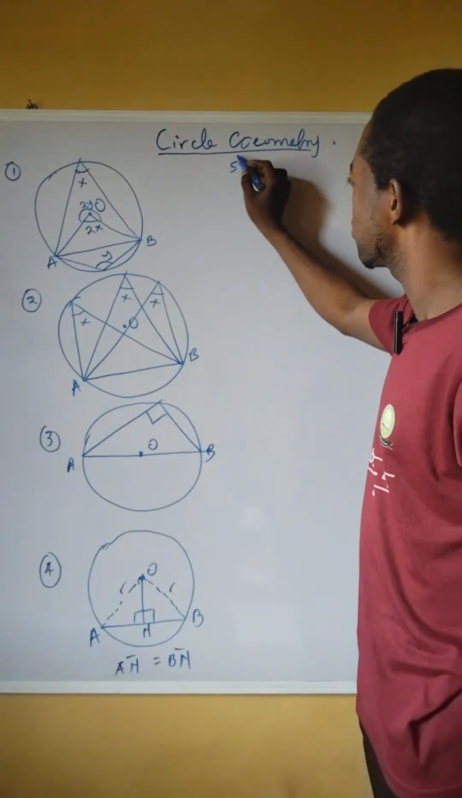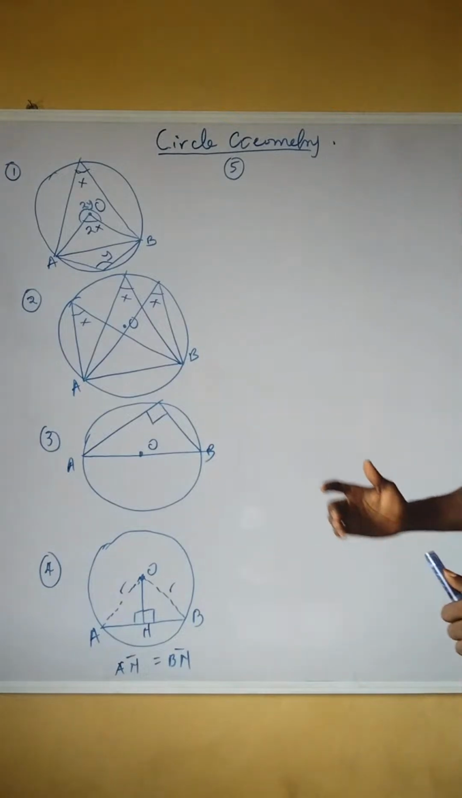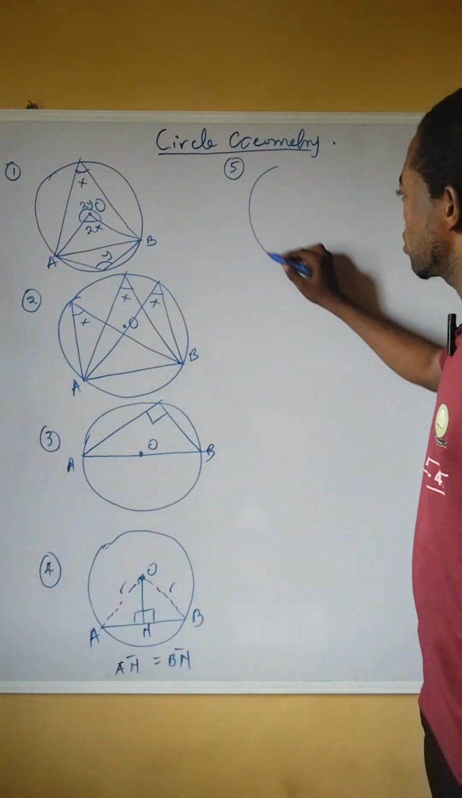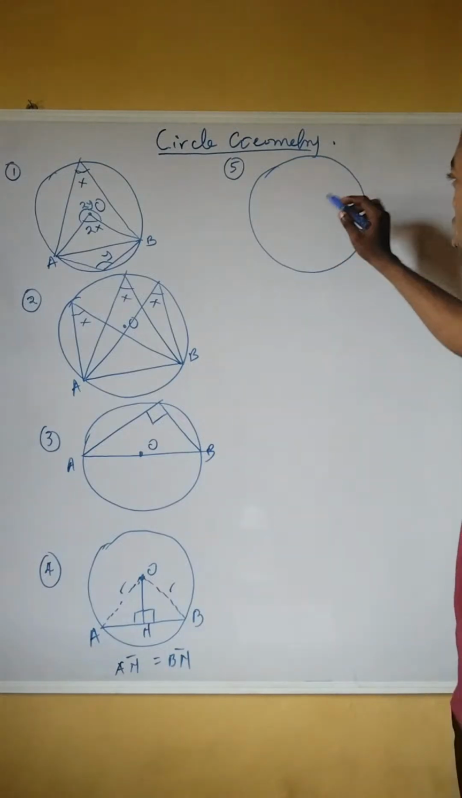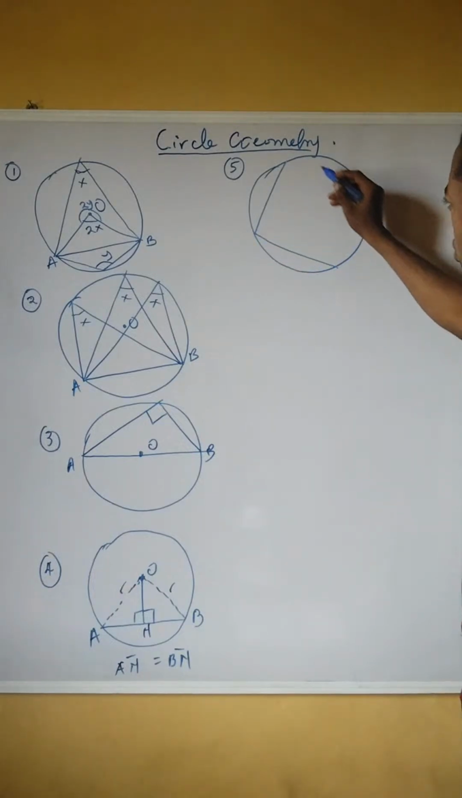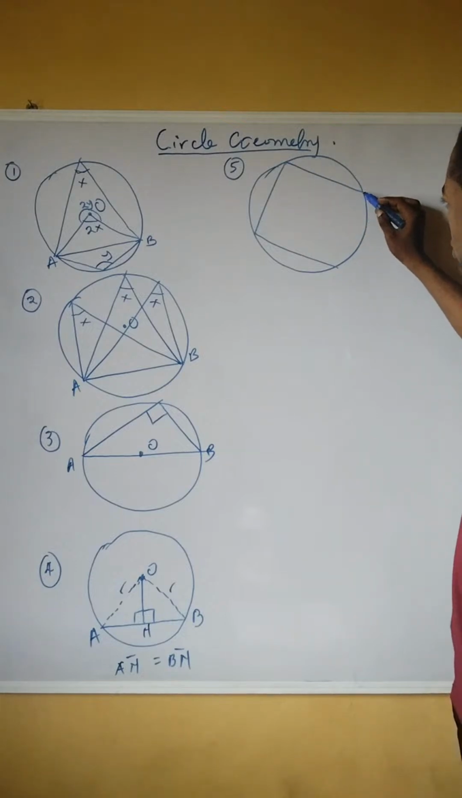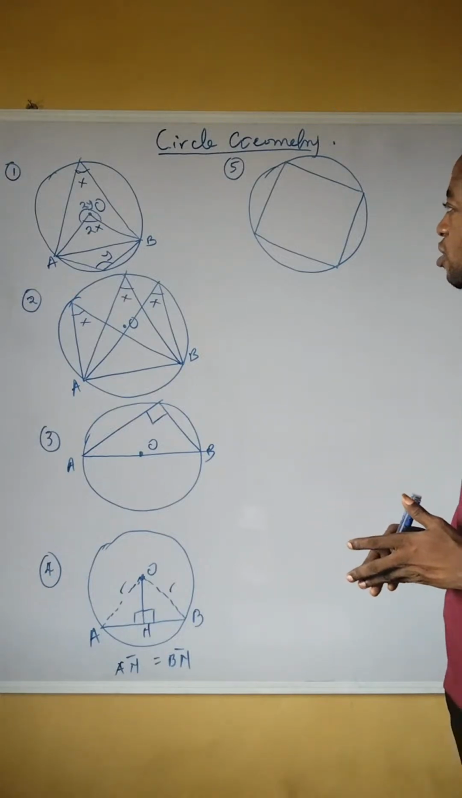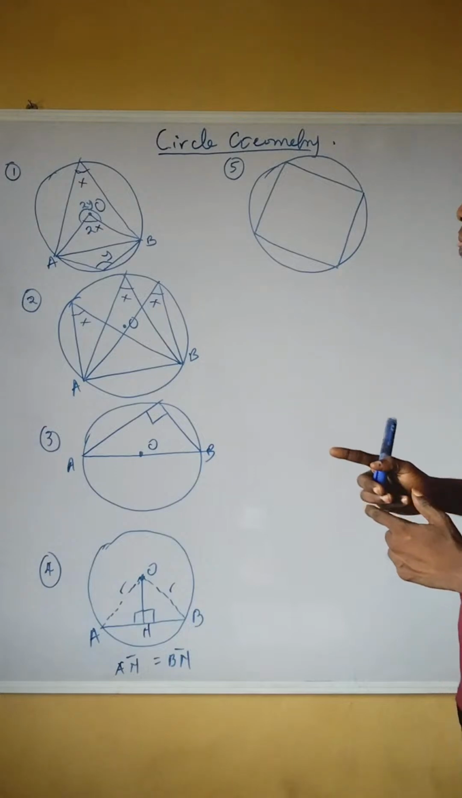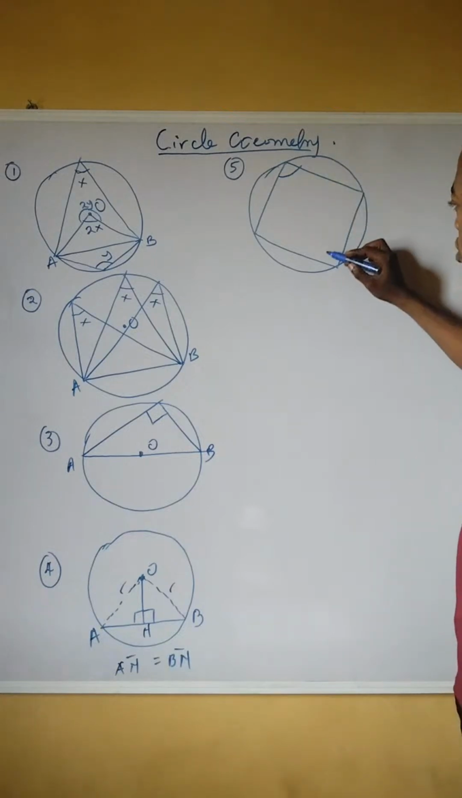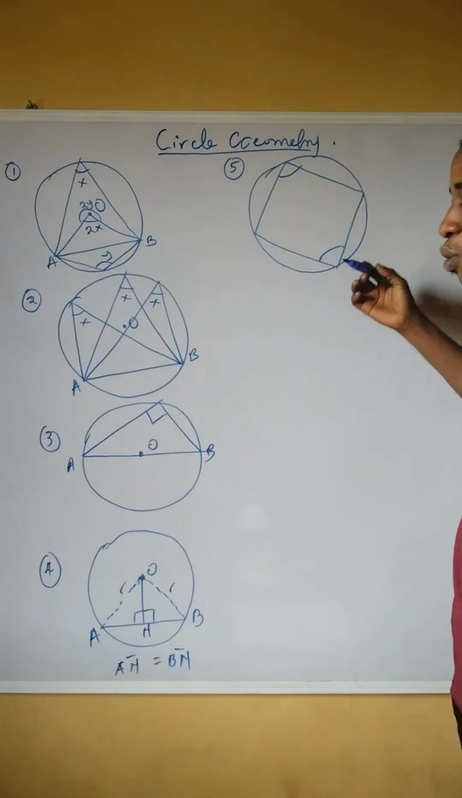And let's look at the 5th theorem. In the fifth theorem, we have the opposite angles of a cyclic quadrilateral are supplementary. What a cyclic quadrilateral is, is simply a quadrilateral that is inscribed in a circle. A quadrilateral has four angles, so all the four angles must touch the circumference of the circle. That's the meaning of inscribed. So when we inscribe a quadrilateral inside a circle, that is what they call a cyclic quadrilateral. So the opposite angles of a cyclic quadrilateral are supplementary.